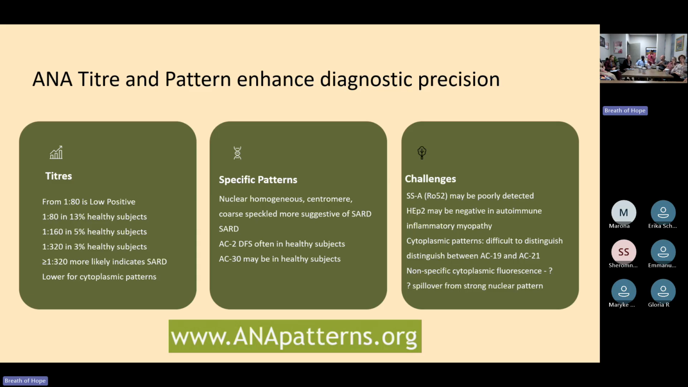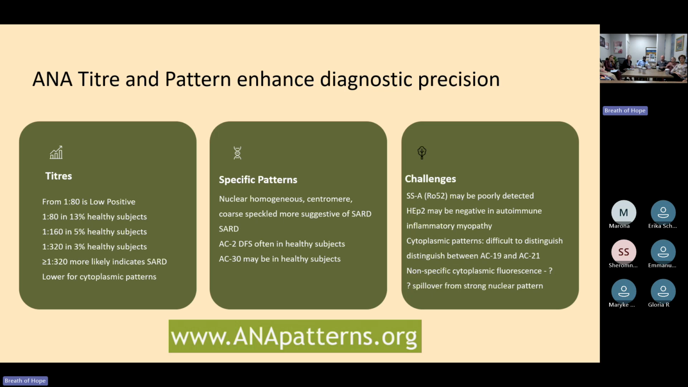All right, in terms of the patterns, certain patterns are more associated with autoimmune disease than others. So your nuclear homogeneous, centromere, coarse speckled, these are more suggestive. And then you also get two patterns, AC2, dense fine speckled, and AC30, which has only been included in the ICAP classification recently. Those are patterns that you might find in healthy individuals without a systemic autoimmune disease.